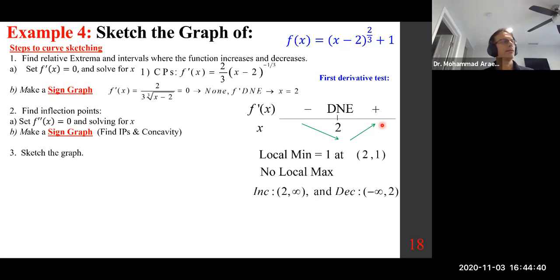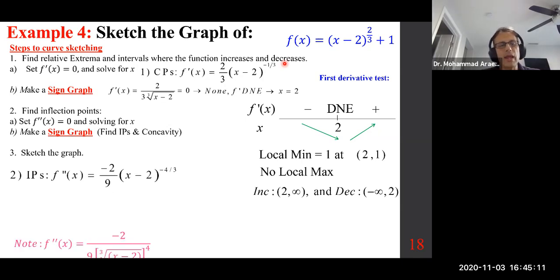So that's very straightforward. Now let's look at the second derivative test. To do the second derivative, the concavity test, we need to differentiate this, but it's easier to differentiate this piece. So f double prime, 2/3 times negative 1/3, which gives us negative 2 over 9, (x minus 2) to the power of minus 1/3 minus 1, or minus 4/3. And we can rewrite it as such.